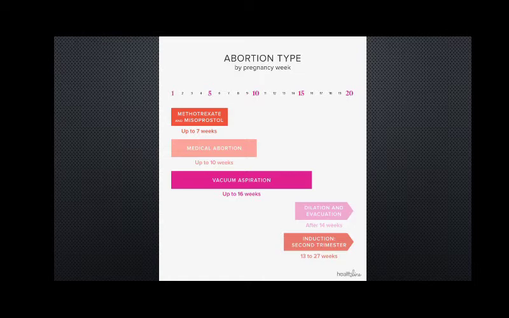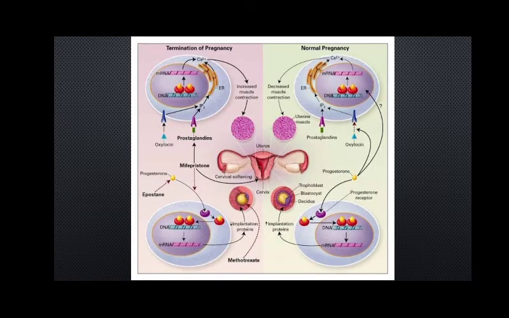So let's talk about the chemical method first. In a normal pregnancy, the inner uterine wall, the myometrium, does not have too much muscle contraction during the entire period of pregnancy, because the contraction is necessary only at the end of the pregnancy. So this is normally what happens.